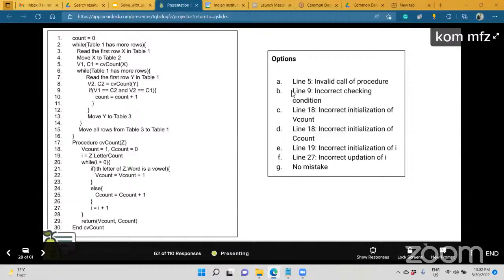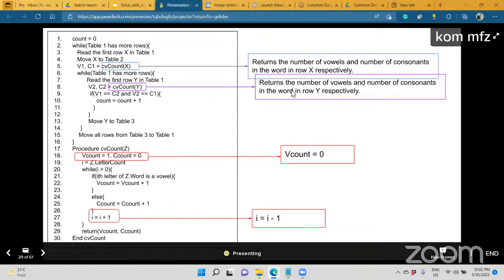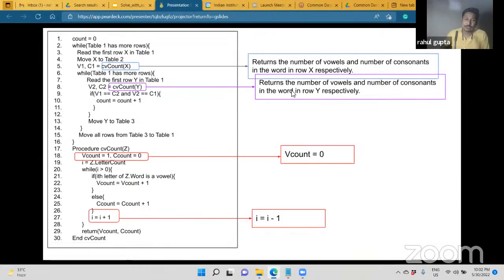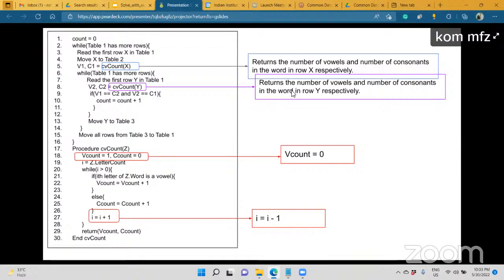Okay. So the answer, please. You got the answer. Two options were shown in red color, right? Yes, sir. C and D.